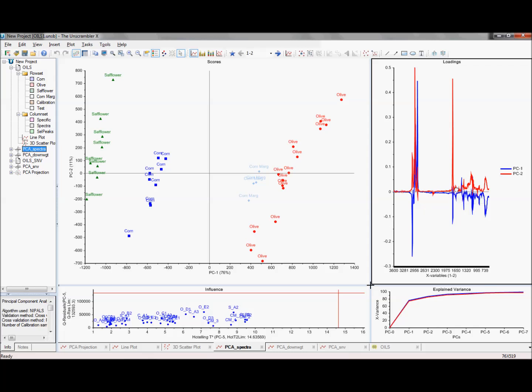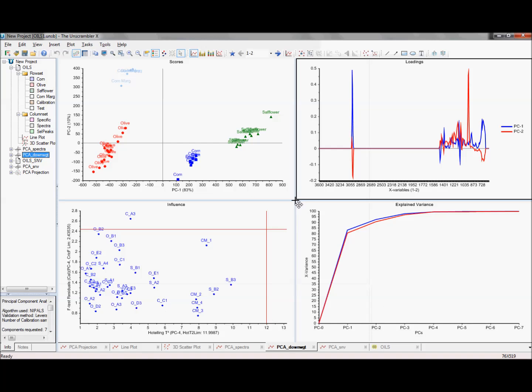In order to see which variables are important for spanning this information, we see that both the carbonyl stretching and the CH stretching are important for spanning the variation in principal component number two. So it would be interesting to see what the model would look like if we removed those non-important wavelengths, to see perhaps if we could distinguish between corn margarine and the oils as well.